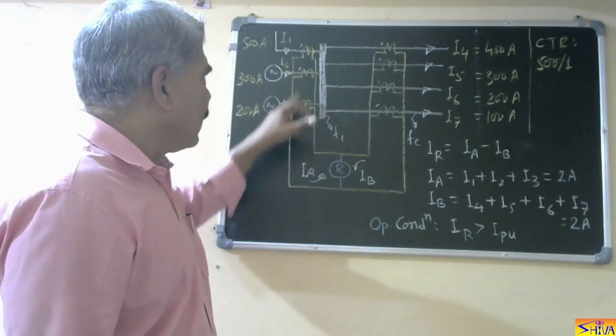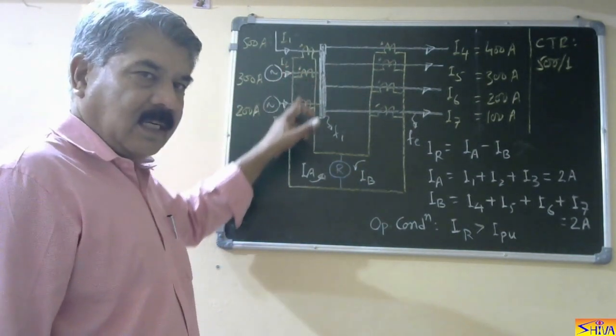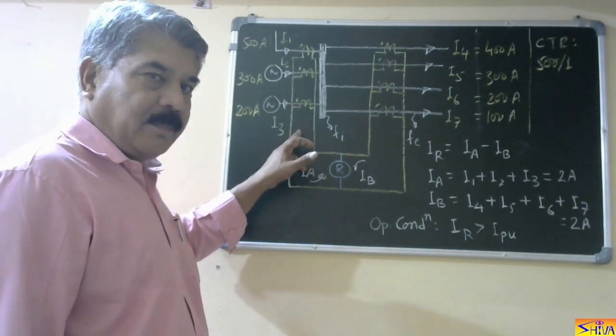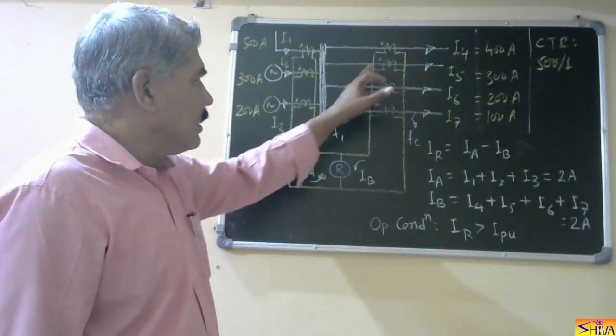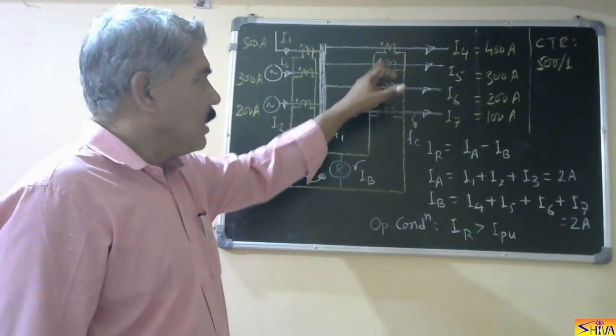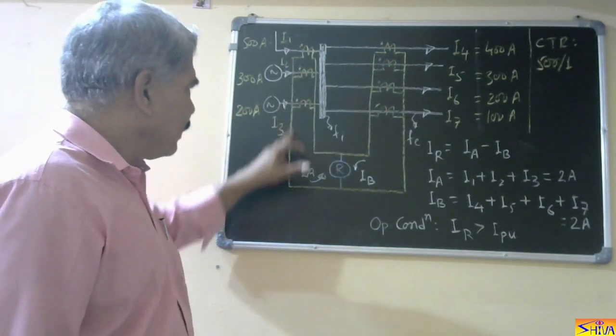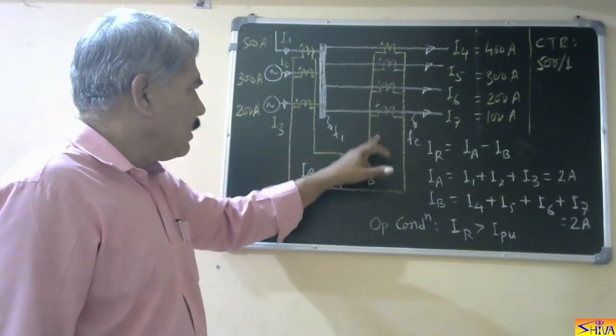These are the polarity markings for CTs connected on the incoming side. This is the secondary of the CT. The dot represents current leaving. This is the outgoing side, again CT secondary. The dot represents current leaving. So current leaving is connected here, and current leaving is connected here.